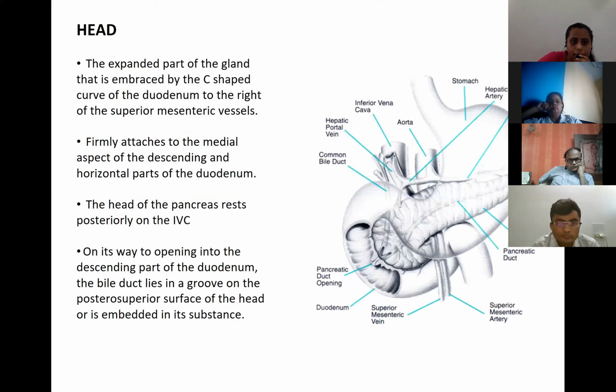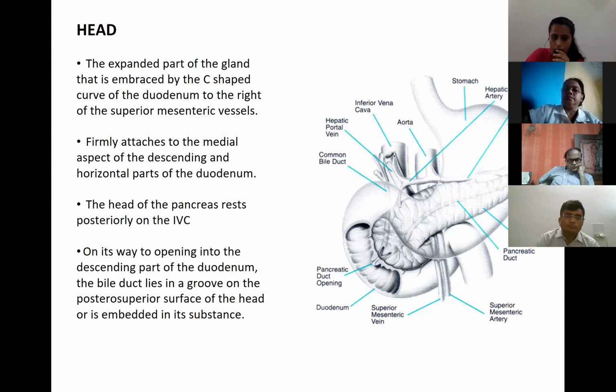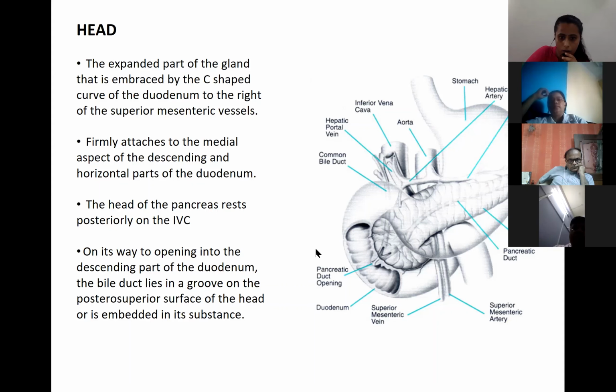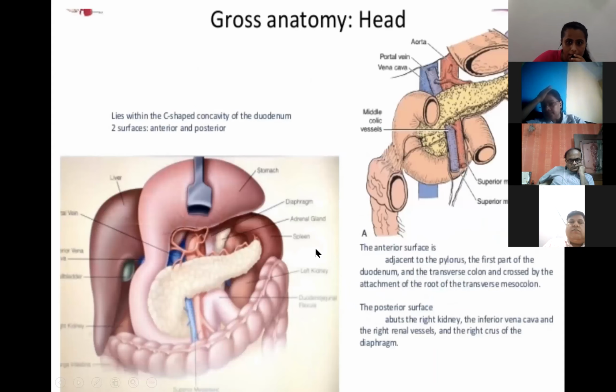Now the head is the expanded part. As you can see here, this is the head, which is embraced in the C-shaped curve of the duodenum. It is attached to the medial aspect of the descending and horizontal parts of the duodenum. These are the relations of the head. Anteriorly are the pylorus, the duodenum, and the transverse colon, and posteriorly it is the right kidney and renal vessels.